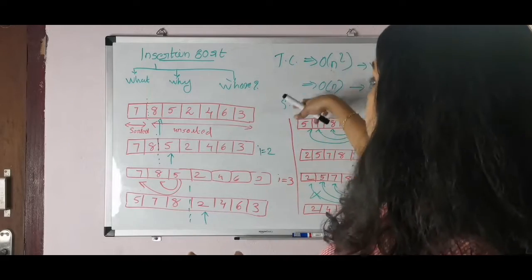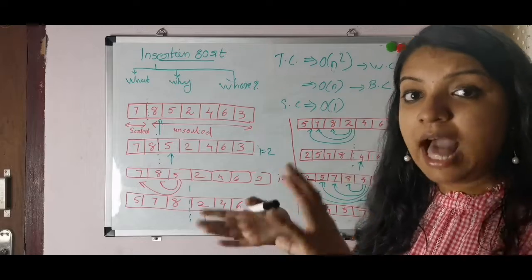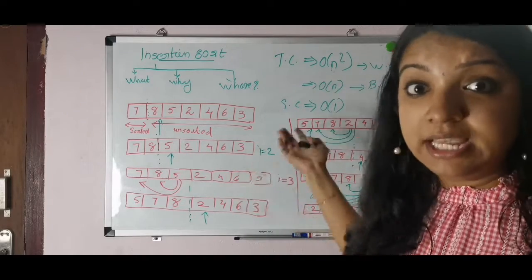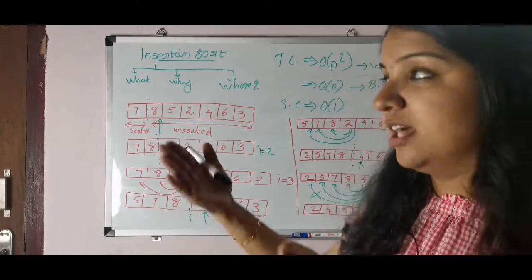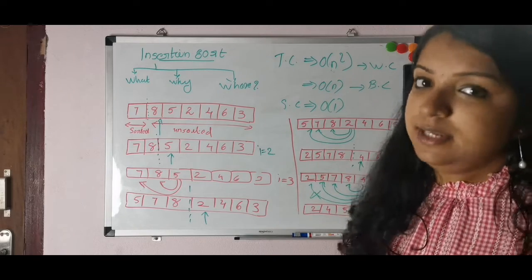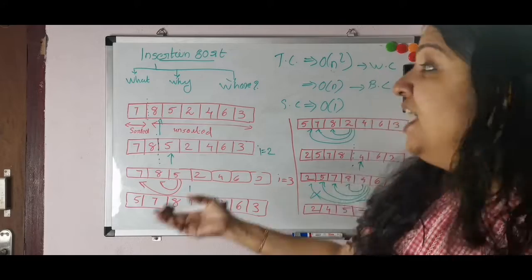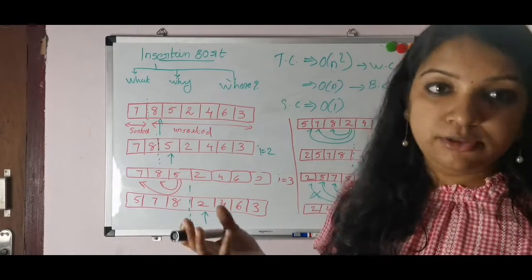So the time complexity is big O of n square for the worst case, when the array is reverse sorted, and big O of n is the best case, when the array is already sorted, as it will not require the conditional check. That is the reason for big O of n. And the space complexity, as usual, does not require any memory space, so big O of 1. So we can start how the insertion sort is working.